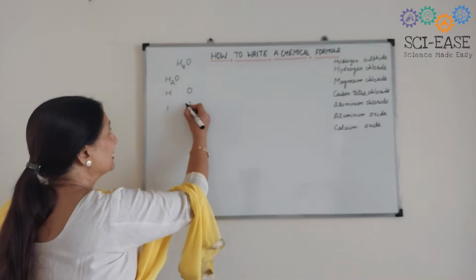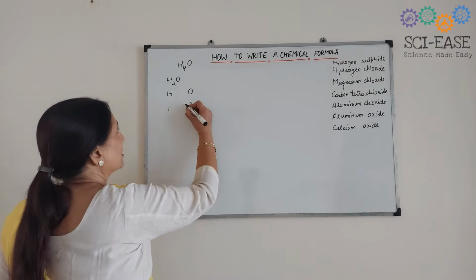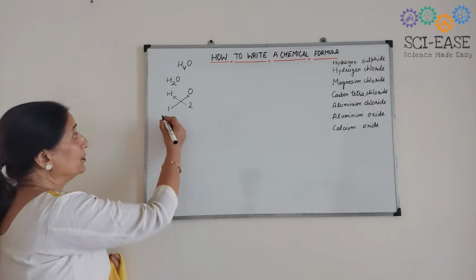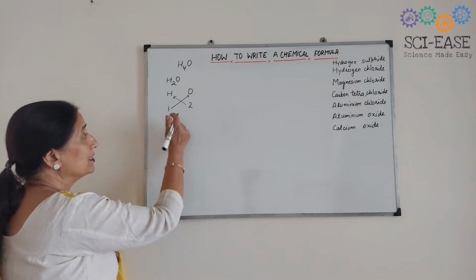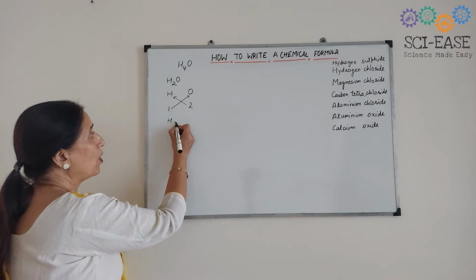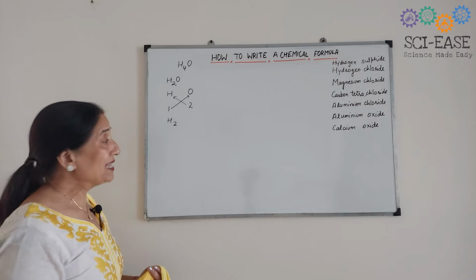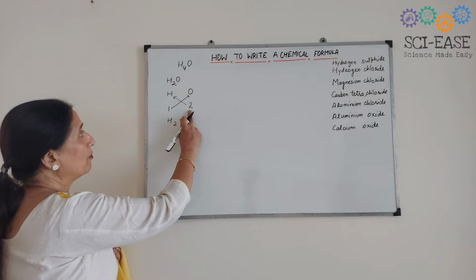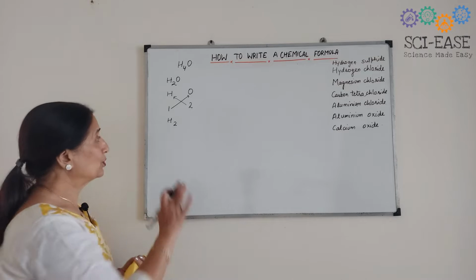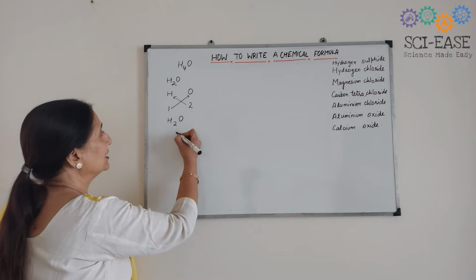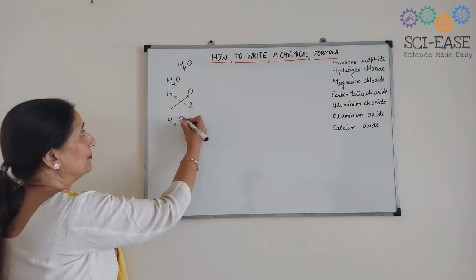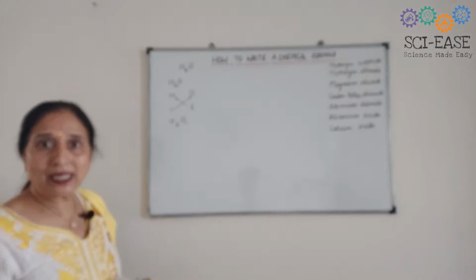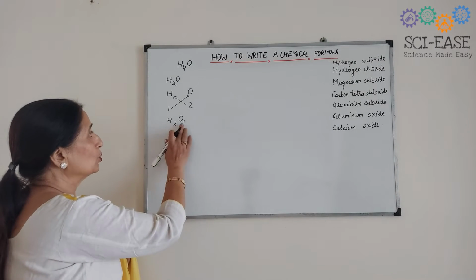So, what you will do is crisscross these valencies. Okay? Cross it. You will write the valency of oxygen on the right foot of the symbol of hydrogen as a subscript. So, the valency of oxygen is 2. We will write here 2. And the valency of hydrogen is written on the right foot of oxygen. So, the valency of hydrogen is 1. So, we will write here H2O1.